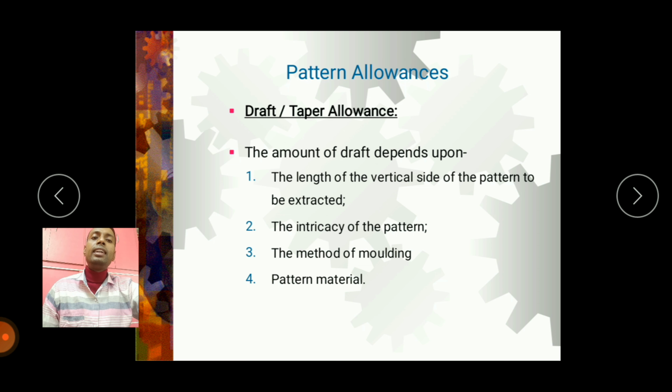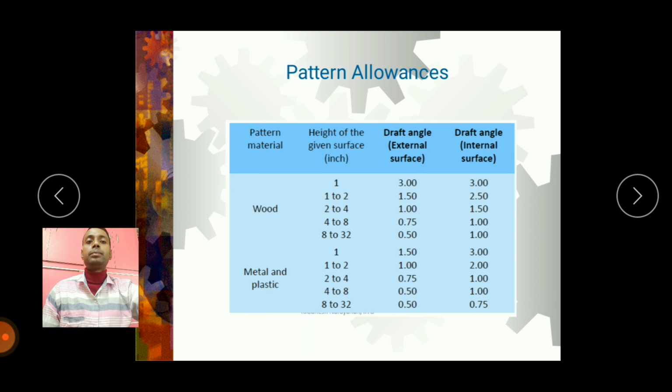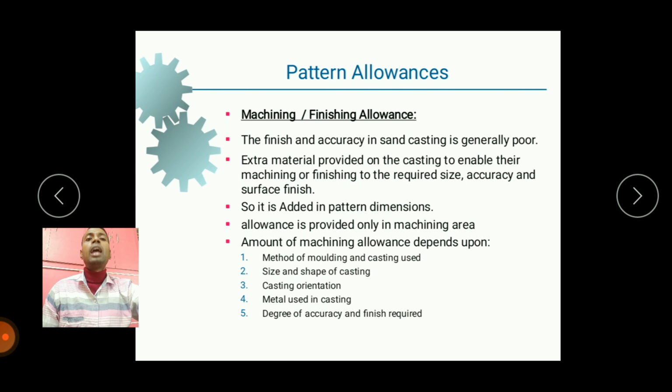Draft or taper allowance depends on the length of the vertical side of the pattern, intricacy of the pattern, method of molding, pattern material, etc. Machining or finishing. The finishing and accuracy in sand casting is generally poor. So extra material is provided on the casting to enable machining or finishing to the required size, accuracy and surface finish.